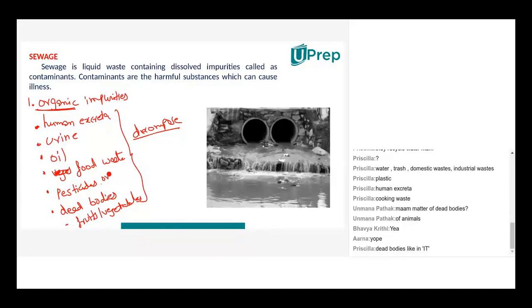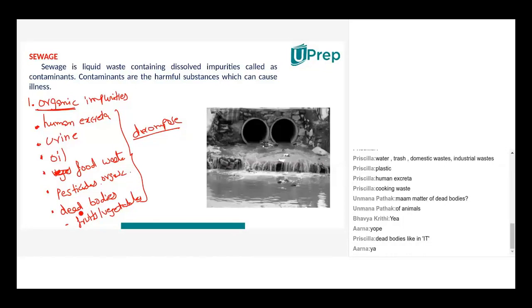Only if the pesticide is an organic pesticide, not those chemical ones. Yes, right? For example, the Ganga is considered a very pious, divine river in India. But the Ganga has so many impurities in it, with so many factories lined beside the Ganges.